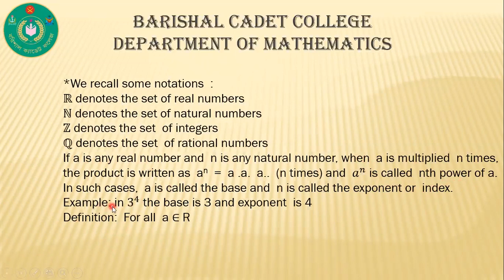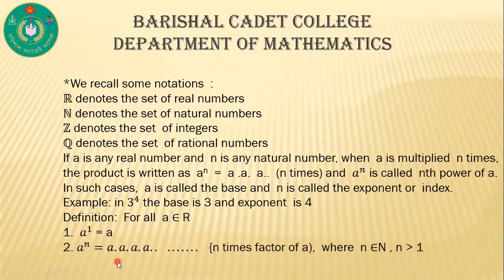Definition, for all a belongs to R, a to the power 1 is equal to a, and a to the power n is equal to, we can write a dot a dot a dot dot n times, factors of a, where n belongs to N and n is greater than or equal to 1.